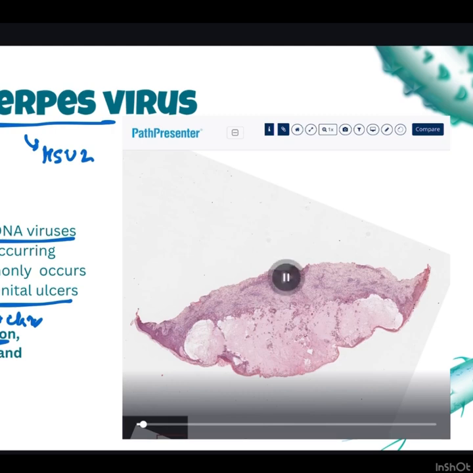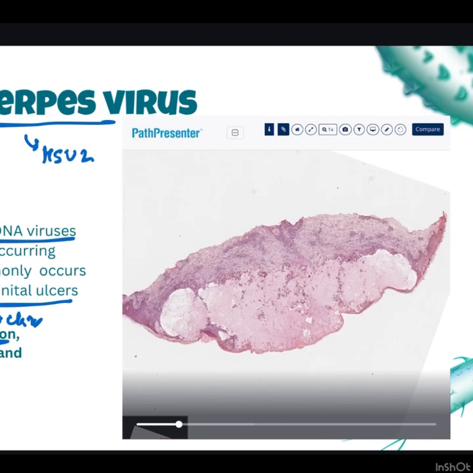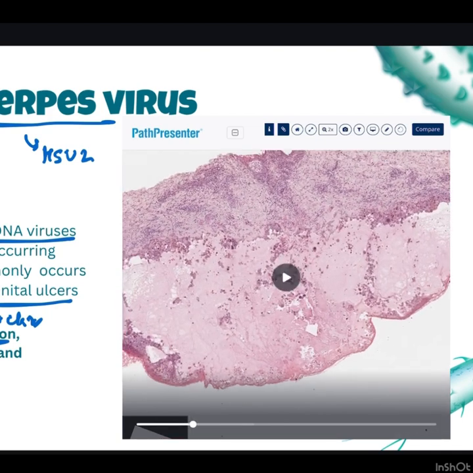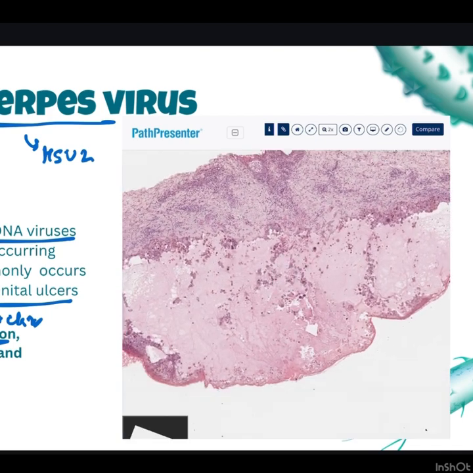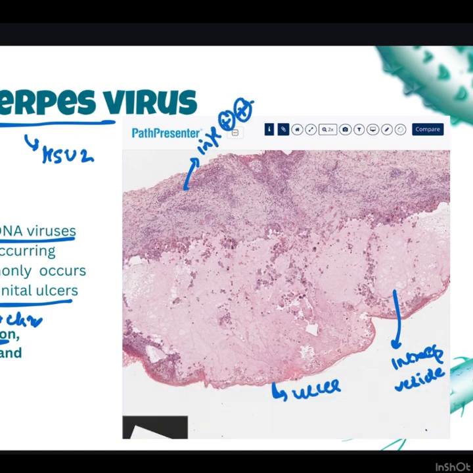As you can see in this video, we are looking at a tissue which is ulcerated and has huge intraepidermal vesicles. Towards the end of the dermis, you can see a lot of inflammation. Multiple inflammatory cells are present.